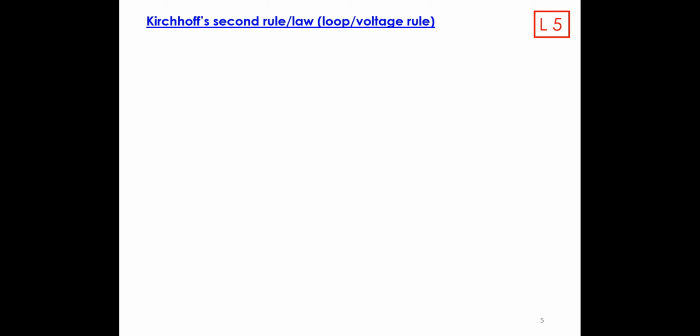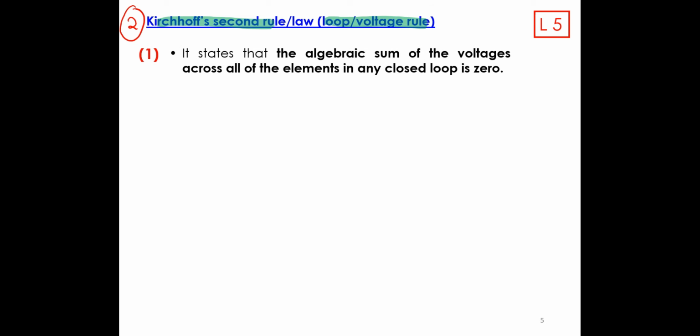Our second rule, Kirchhoff's second rule, is related to the loop or voltage rule. Now look at the statement of Kirchhoff's second rule: the algebraic sum of the voltages across all of the elements in any closed loop is 0.